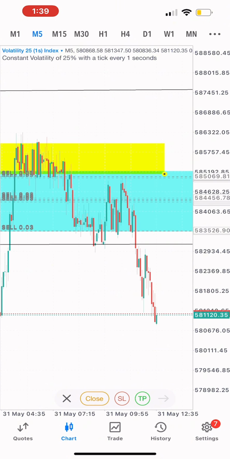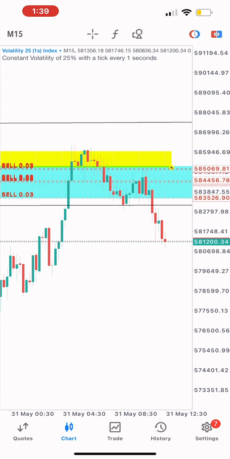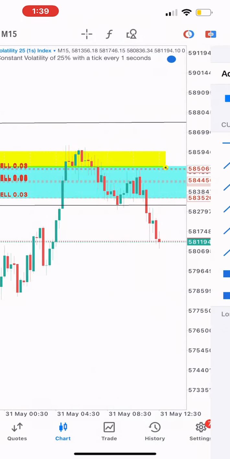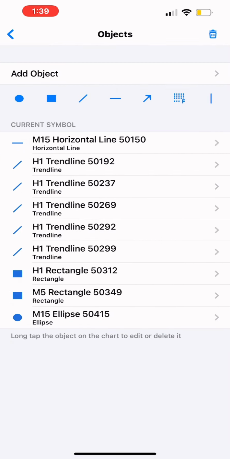You see how the market went to that area and reacted to it, and then see the 15 minutes candle rejection. Let me show you guys. See that candle right in the middle there, that's an entry candle.